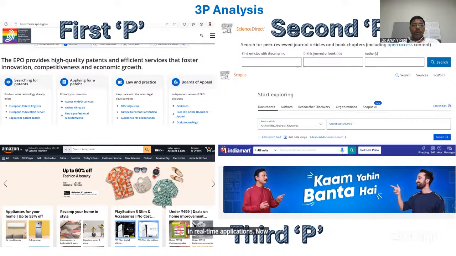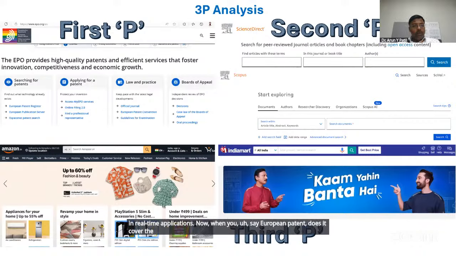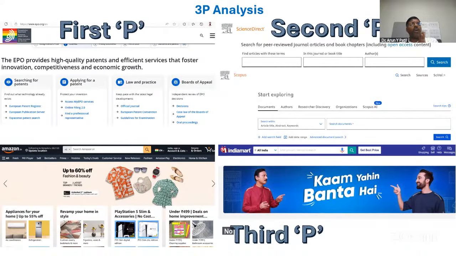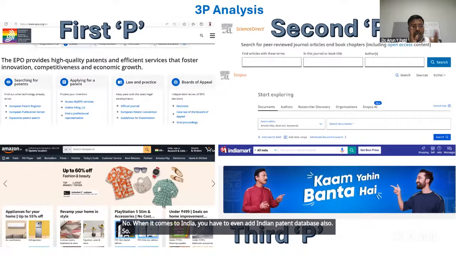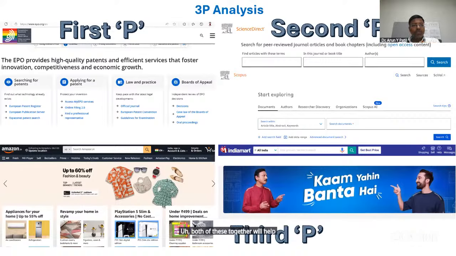Now, when you say European patent, does it cover the whole thing? No. When it comes to India, you have to add the Indian patent database also. Both of these together will help you to realize the patent-related data. And how to make a summary of a patent, I am going to give you some advanced tools in the later slides, which can help you out in realizing this.